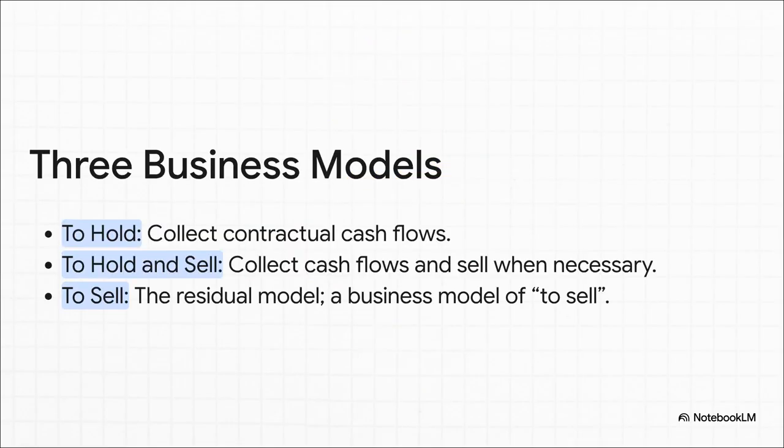You can really boil it down to 3 main intentions. First, there's the to-hold model. Think of it like owning a rental property. Your main goal is just to collect those rent checks every month. Simple. The second is to hold and sell. You're still happy to collect the rent, but hey, if a fantastic offer comes along, you're definitely going to sell the place. And finally, you've got what's called the residual model, which, let's be honest, is basically a to-sell or trading model. You're not holding on for the cash flows, you're in it to flip the asset for a profit.